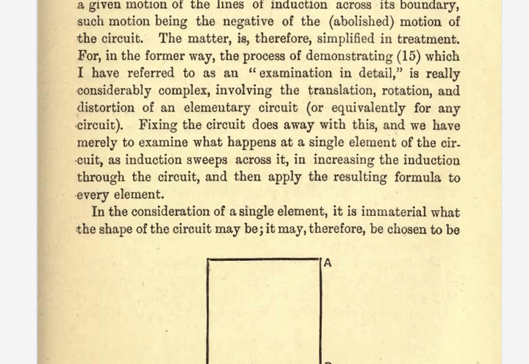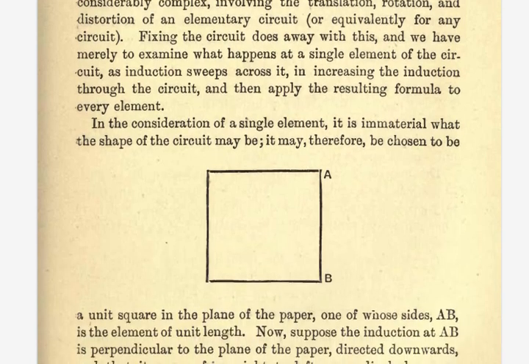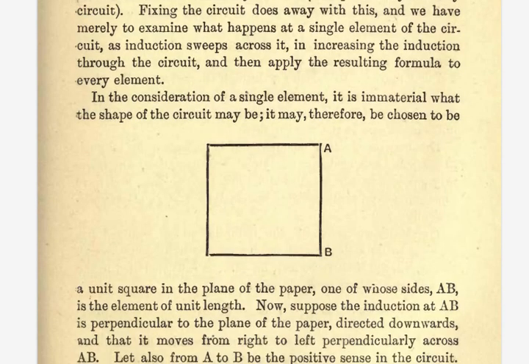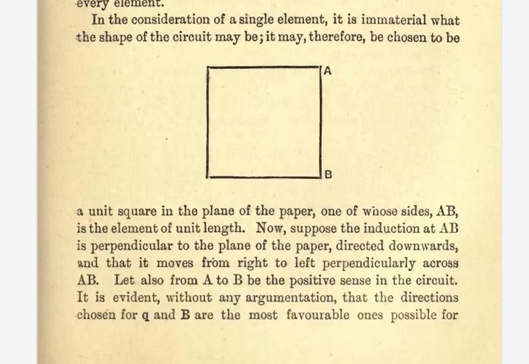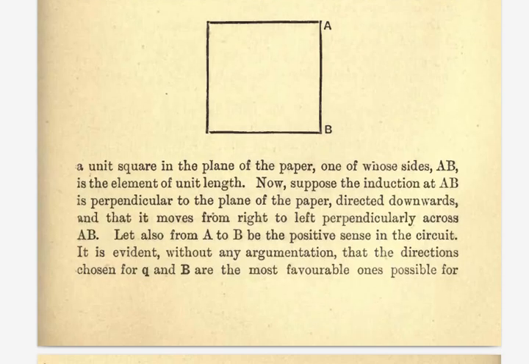Fixing the circuit does away with this, and we have merely to examine what happens at a single element of the circuit, as induction sweeps across it, in increasing the induction through the circuit, and then apply the resulting formula to every element. In the consideration of a single element, it is immaterial what the shape of the circuit may be. It may, therefore, be chosen to be a unit square in the plane of the paper, one of whose sides, AB, is the element of unit length. Now, suppose the induction at AB is perpendicular to the plane of the paper, directed downwards, and that it moves from right to left perpendicularly across AB. Let also from A to B be the positive sense in the circuit.